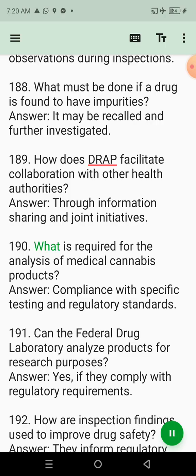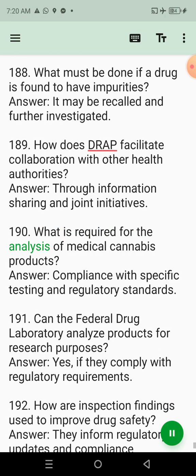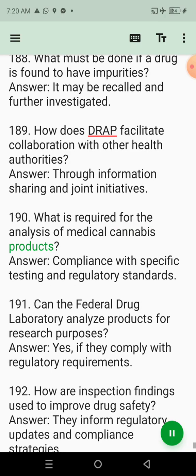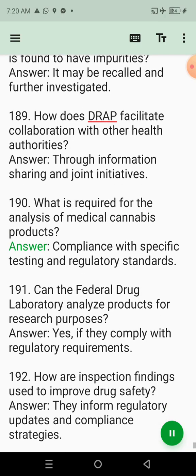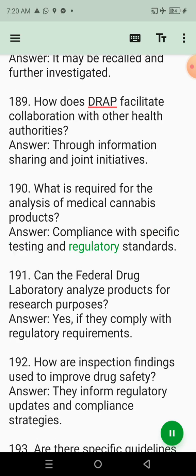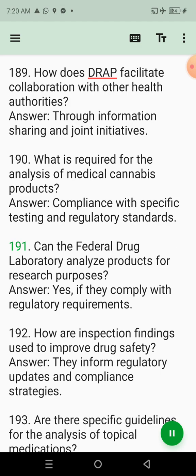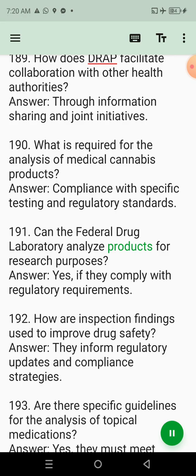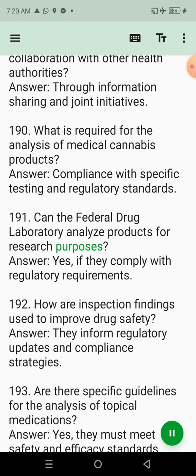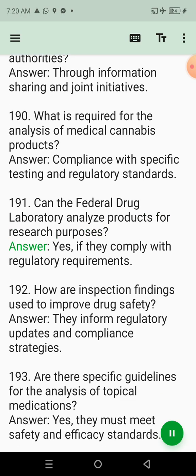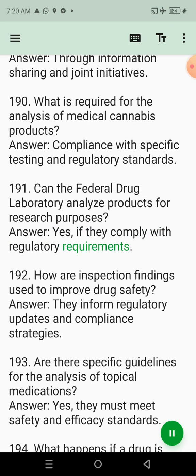190. What is required for the analysis of medical cannabis products? Answer: compliance with specific testing and regulatory standards. 191. Can the Federal Drug Laboratory analyze products for research purposes? Answer: yes, if they comply with regulatory requirements.